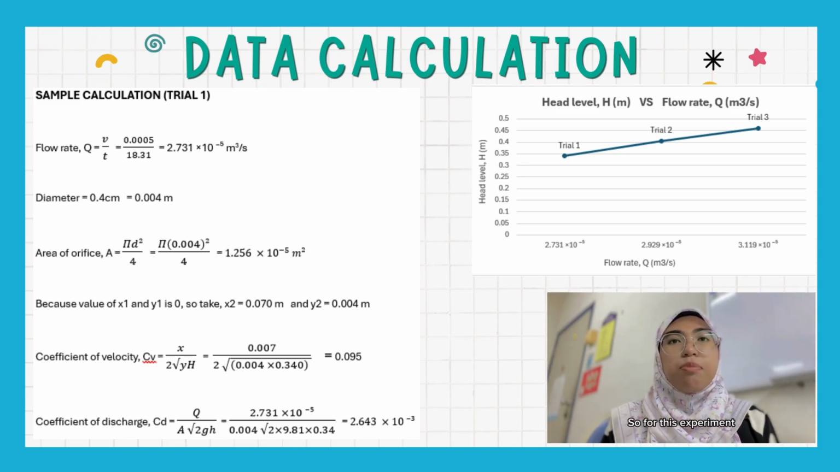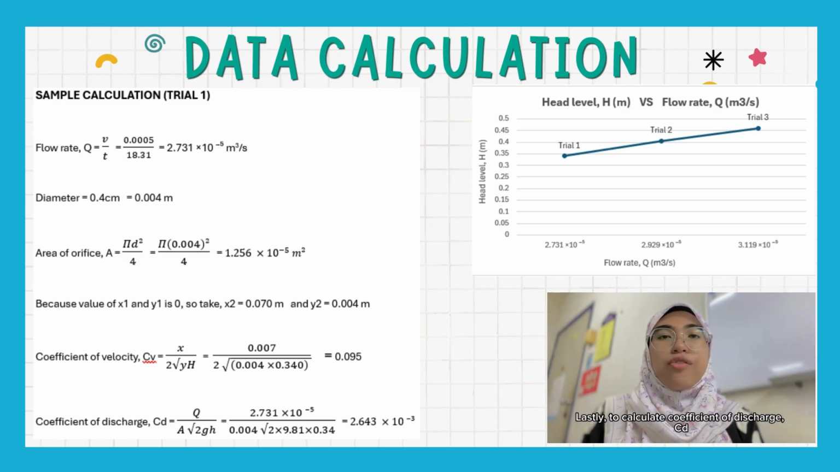For this experiment, because the value of x1 and y1 is 0, take x2, which is 0.070 meter, and y2 is 0.004 meter. So find the coefficient of velocity CV using the formula x divided by 2 multiplied by the square root of y and h. The answer obtained is 0.095.